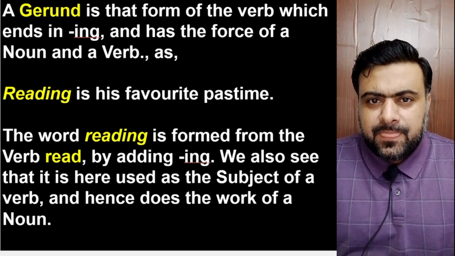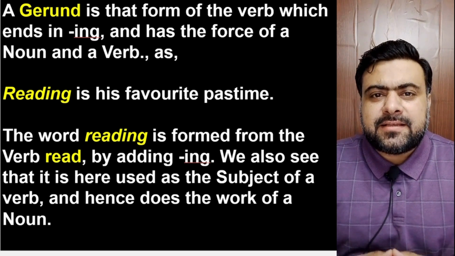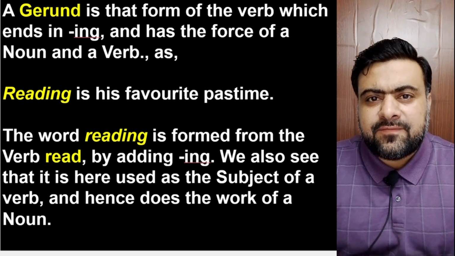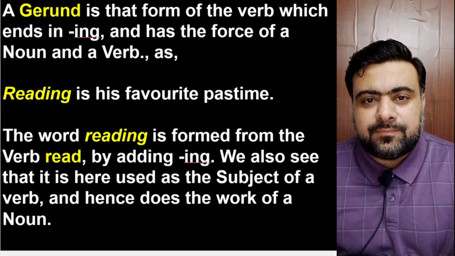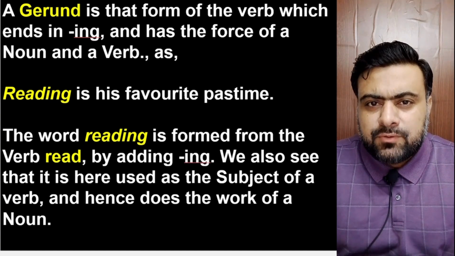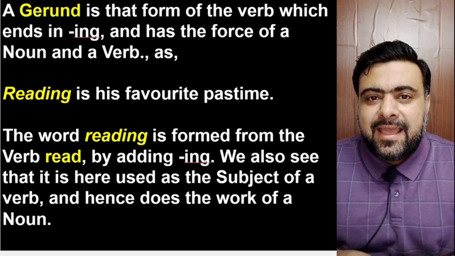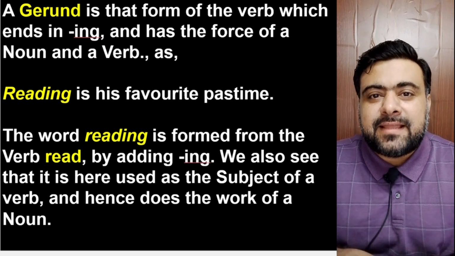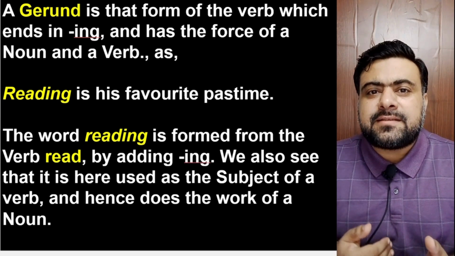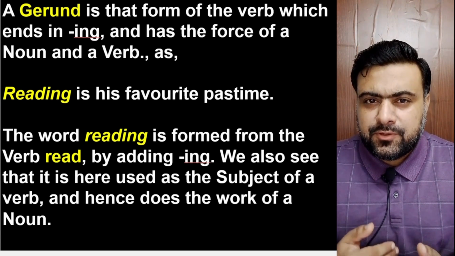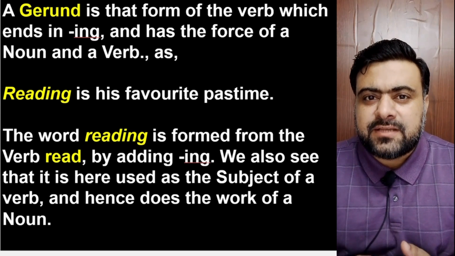What is a gerund? A gerund is that form of the verb that ends in ing and has the force of both a noun and a verb. For example, reading is his pastime. Over here, reading is a gerund and it is formed from the basic verb read, and in this sentence it acts like a subject. That is why it is also acting like a noun. It is a verb, and it is acting like a noun because the word reading has been used as a subject in this sentence.